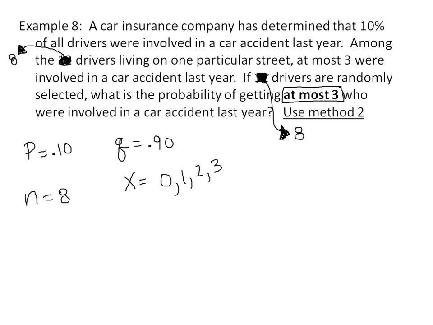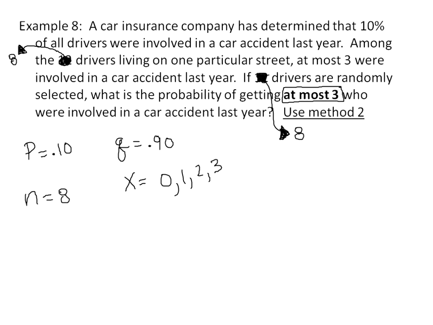If I had to use the formula for this, I would have to use the formula 4 times. Once for when X is 0, then again for 1, then again for 2, then again for 3. Then I would take all those answers and add them together. And that's a lot of work. All right, so that's why we have these tables. Okay, so let's see how the table works.